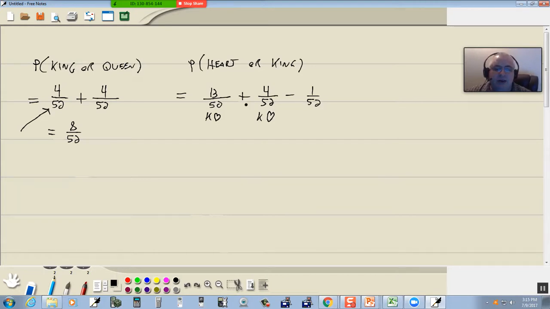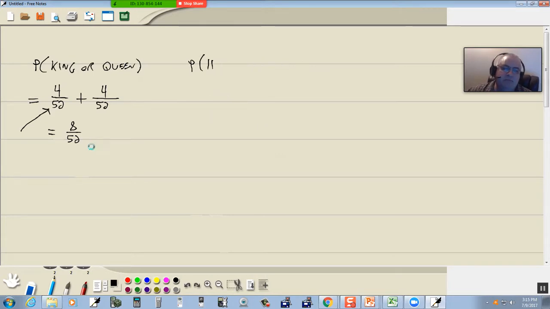Now, this talks about whether these have any shared outcomes. For example, this is a heart, this is a king, and this right here is probability that's a king and a heart. And so that's why we counted the ones that are king and hearts as 1 out of 52. Over here, they didn't have anything shared. This is a king, this is a queen. They can't be a king and queen at the same time. Now that's the OR. Let's talk about multiplication.